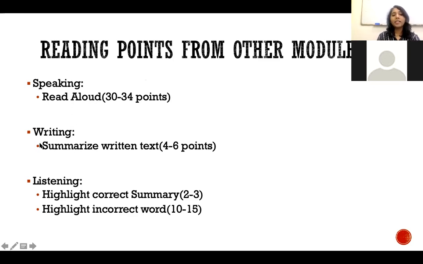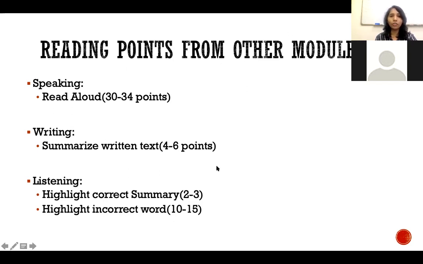And from writing, the question type summarize written text can give you about 4 to 6 points towards your reading. Thirdly, from your listening module, highlight correct summary, which is again a multiple choice question, gives you about 2 to 3 points towards your reading. And highlight incorrect words from your listening also gives you about 10 to 15 points towards your reading. So to get your 66 plus in reading, you should give importance to these question types as well.